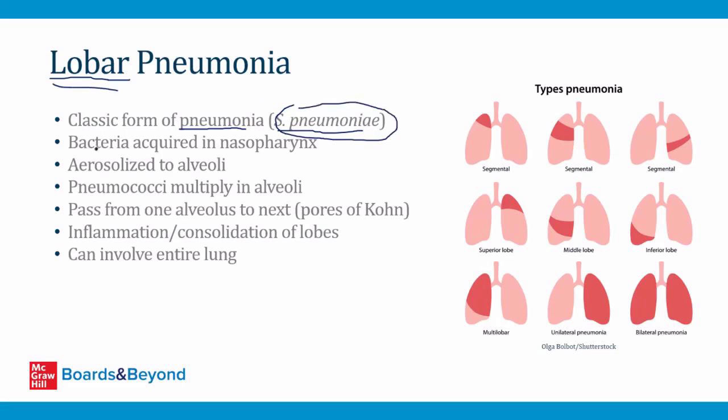The way lobar pneumonia develops is bacteria like Strep pneumoniae are acquired in the nasopharynx, and then they're aerosolized and they travel down to the alveoli. Once they get to the alveoli, pneumococci like Strep pneumoniae or other bacteria can begin to multiply. They can pass from one alveolus to the next through connecting structures called pores of Kohn, and once this happens, you get inflammation of the entire lobe, sometimes called a consolidation of the lobe. And even though this is called lobar pneumonia, it can progress to involve the entire lung in some cases.